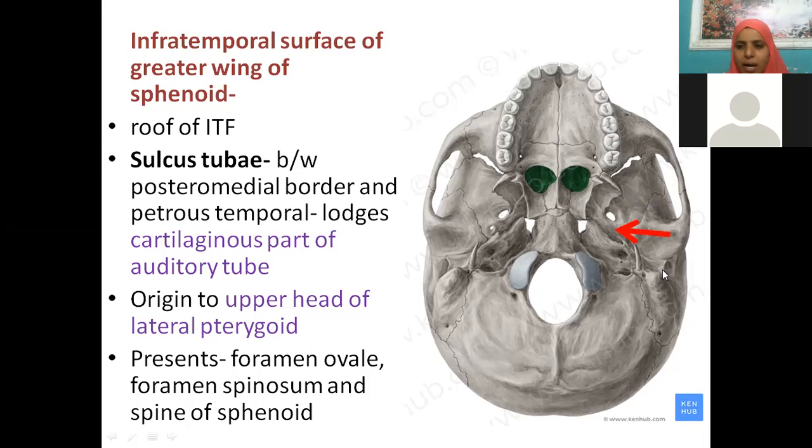See, this is the cartilaginous part of the auditory tube. You can just ignore it. So you have these two openings, and right behind it is where the carotid canal is. So we have two important foramina, that is the foramen ovale and the foramen spinosum.